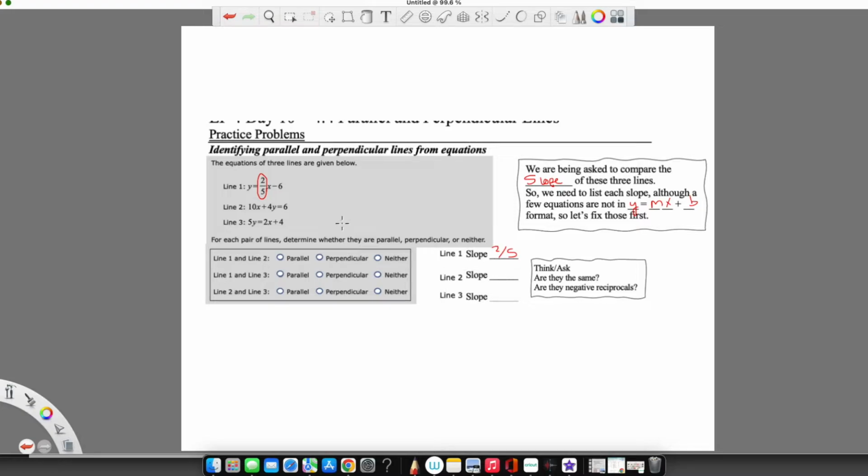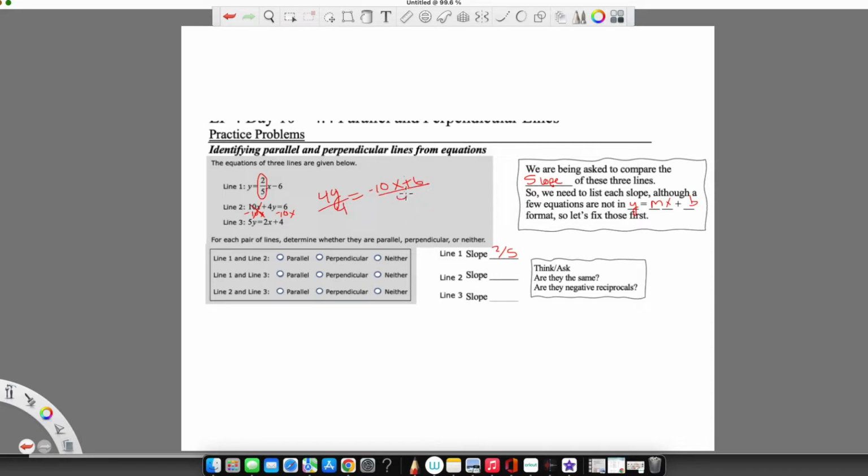For this next one, I want to put it into slope-intercept form. So I want to make it equal y. So I'm going to subtract 10x from both sides, like this. So 10x minus 10x cancels. So 4y equals negative 10x plus 6. And then I'm going to divide both sides by 4.